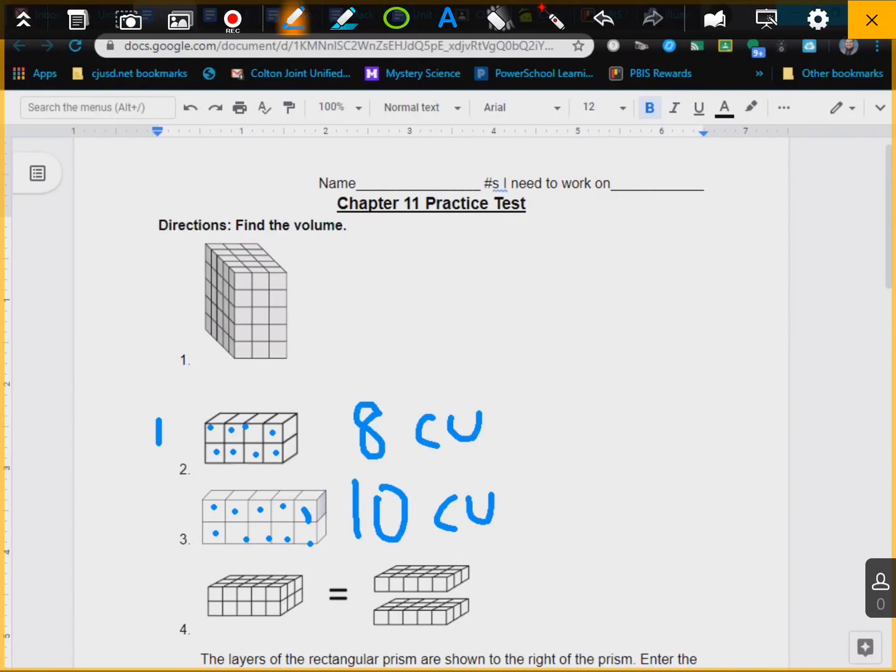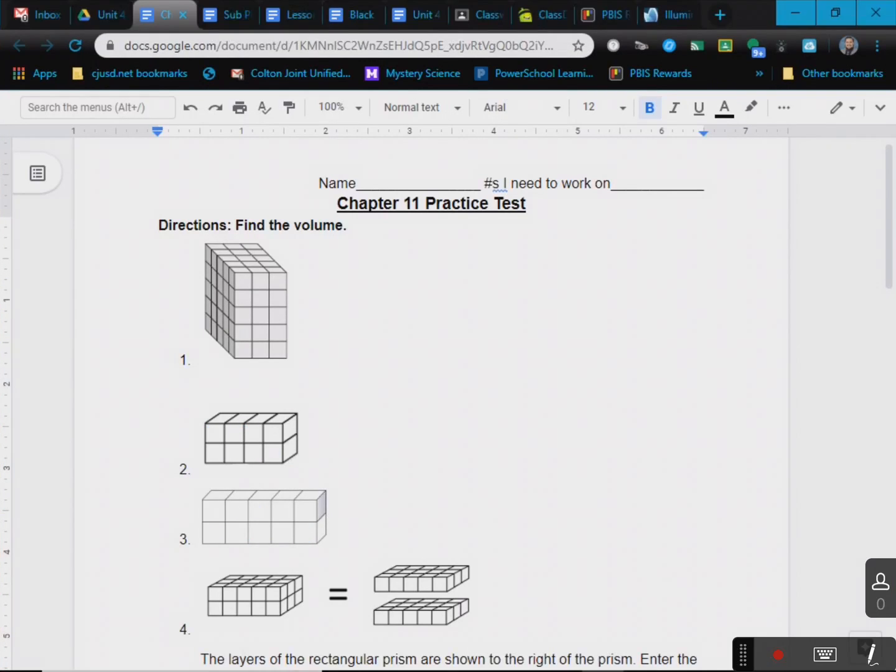So I know that since the width is 1, the volume would be 4 times 1 times 2. Because the height is 2, the length is 4, but the width is 1. So it's just easier for me to count than to do volume for those two. Okay? But if you still want to do volume, obviously, it doesn't hurt.